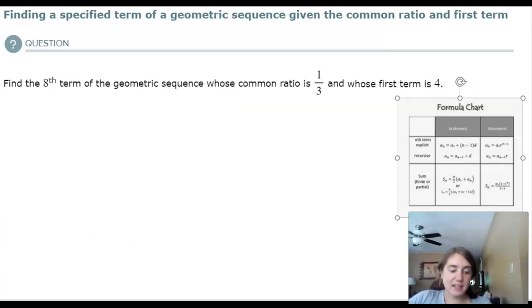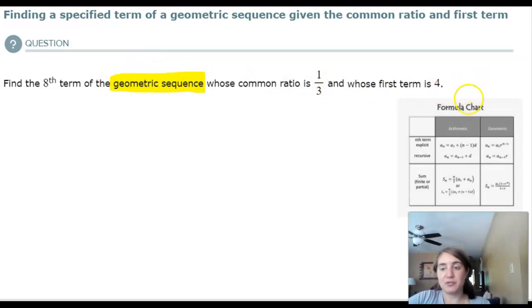This says find the 8th term of a geometric sequence whose common ratio is 1/3 and whose first term is 1/4. So I'm going to use this box, and I know that R is 1/3 and that A1 equals 1/4. With that, I'm going to go ahead and use that formula.